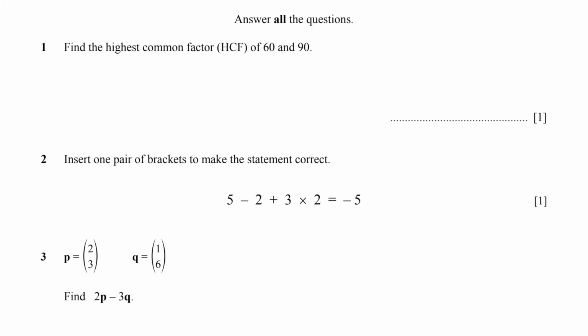All right, so we have question one. Question one says, find the highest common factor of 60 and 90. So we have to find the highest common factor here. Let us first define what a factor is. A factor is a number that divides into any given number without leaving a remainder. So we want to find the highest common one between 60 and 90.